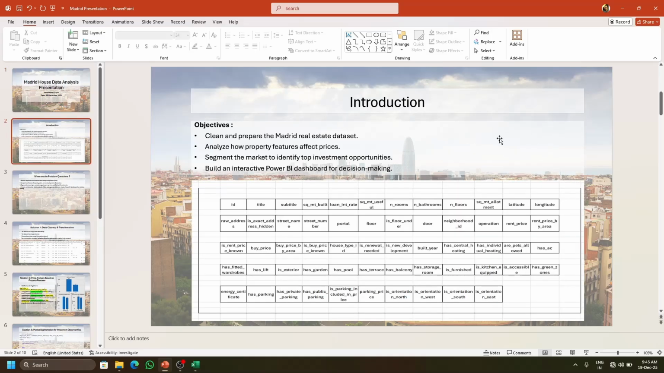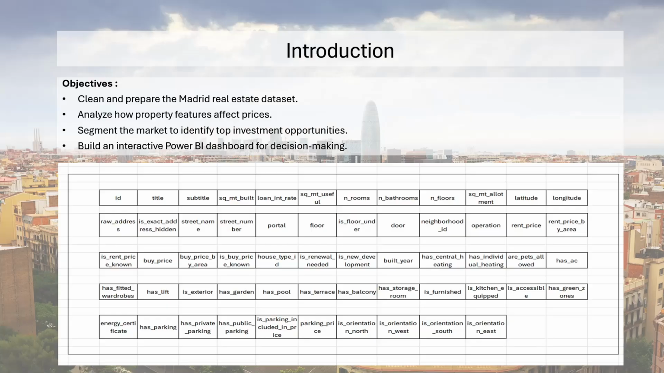Here you can see the objective was clear: clean the data and prepare the data for further analysis, analyze how property features affect prices, segment the market to identify top investment opportunities, and finally build an interactive Power BI dashboard for decision making. These are the number of columns which were given.